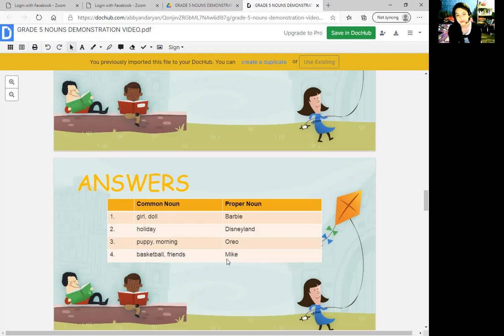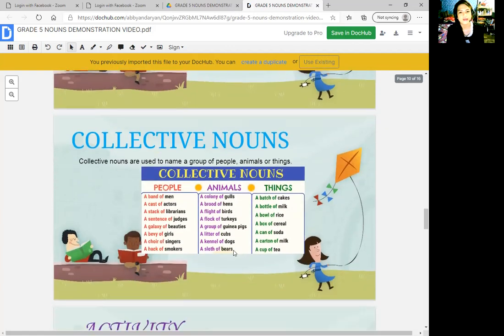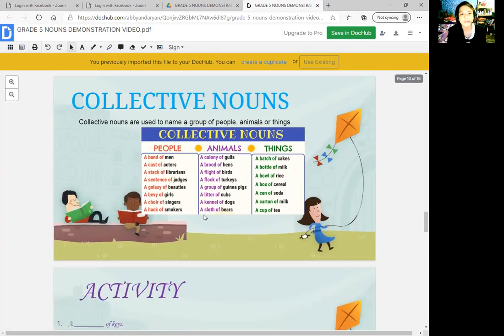We will now proceed with our next kind of noun. Okay, so the next kind of noun that we have is collective nouns. So, what are collective nouns? I really enjoy collective nouns because we have different examples of them. Collective nouns are used to name a group of people, animals, or things. Okay, so let's read our examples.